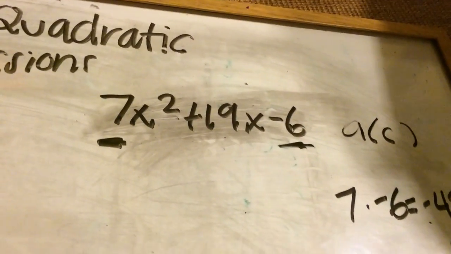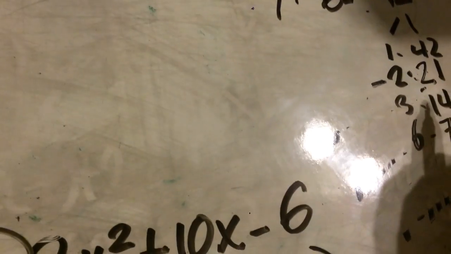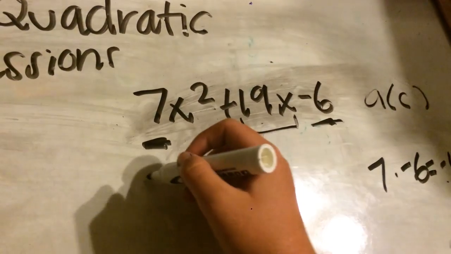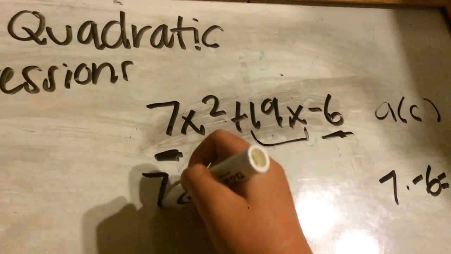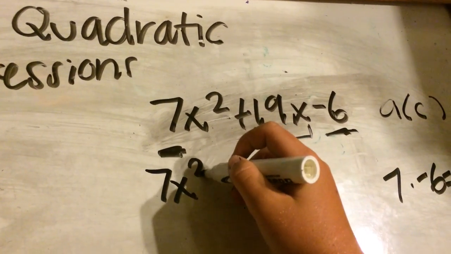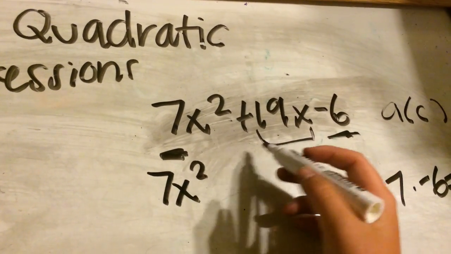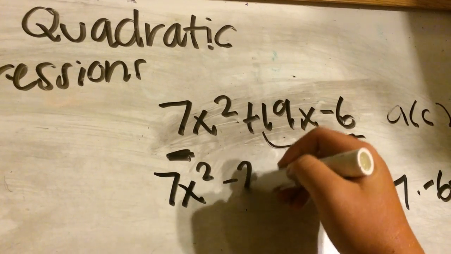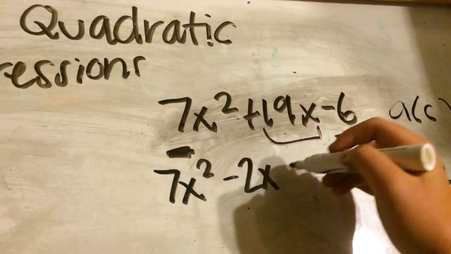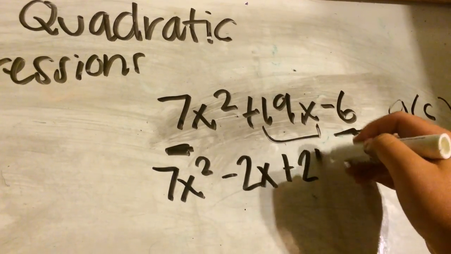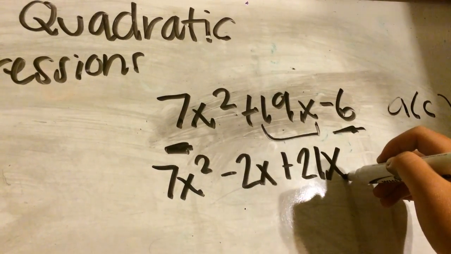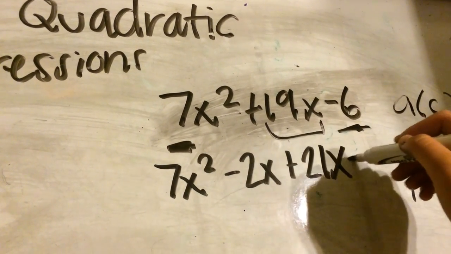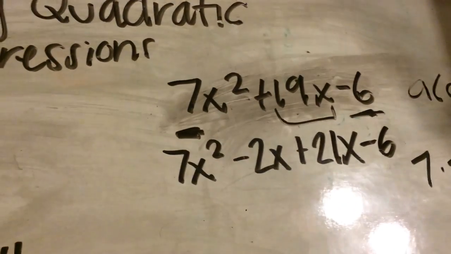Then we're going to replace the 19x with these values, and I'll show you what I mean. I'm going to take the 7x squared, replace the 19x with negative 2x and 21x, and then put whatever's left over, which is negative 6.